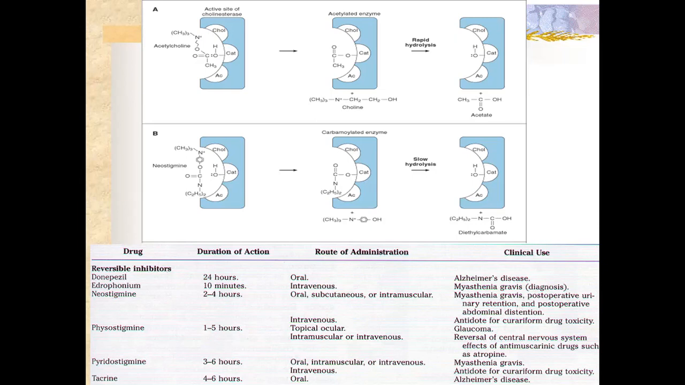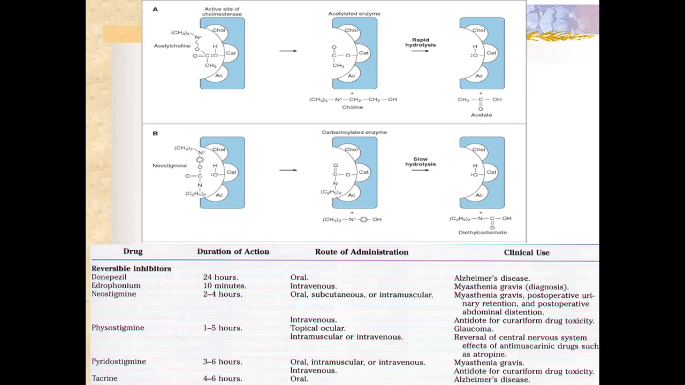a reversible cholinesterase inhibitor. And not only that, we have another drug which is called donepezil. So this donepezil is another reversible anticholinesterase drug with longer duration of action, which can be given once daily in the treatment of Alzheimer's disease. And this donepezil is shown to improve the symptoms of Alzheimer's disease. The dose of donepezil is 5 to 10 milligrams once daily tablet.